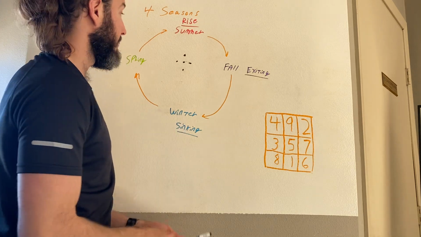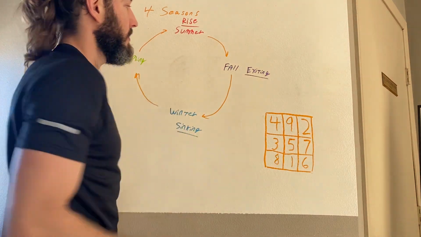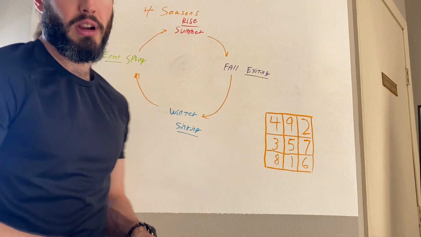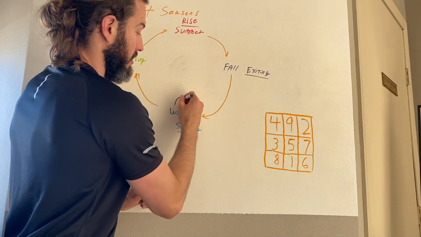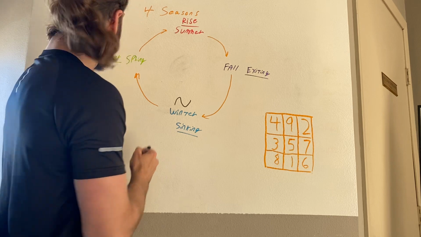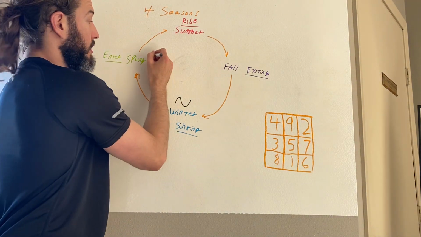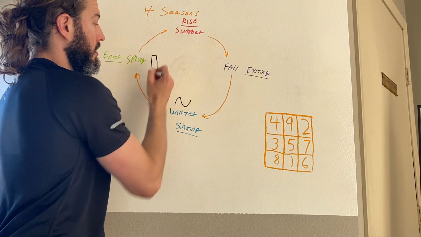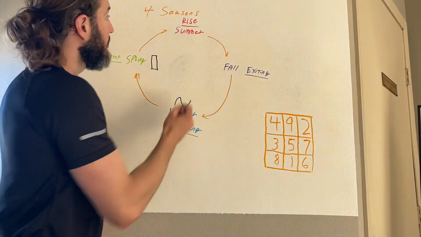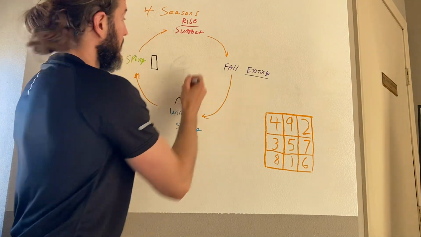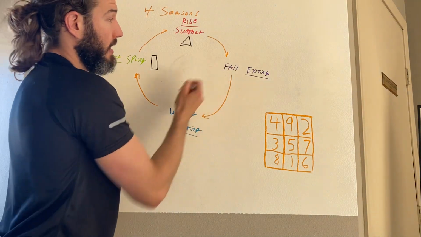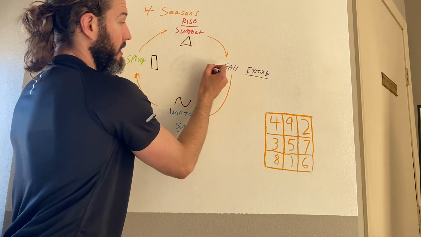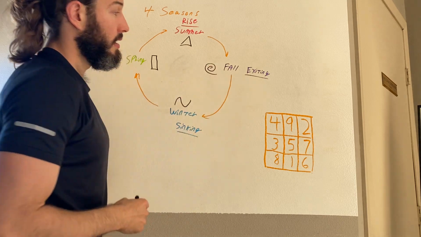So winter, I'm just going to write this and then kind of erase it and rearrange it. So winter is going to become water. Spring is going to become wood. Summer is going to become fire. And fall is going to become metal.